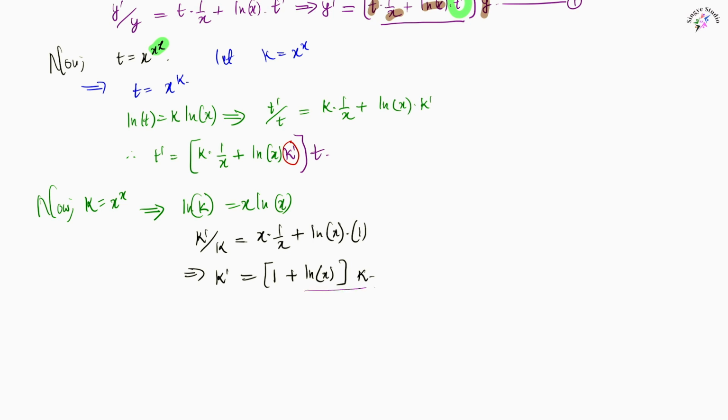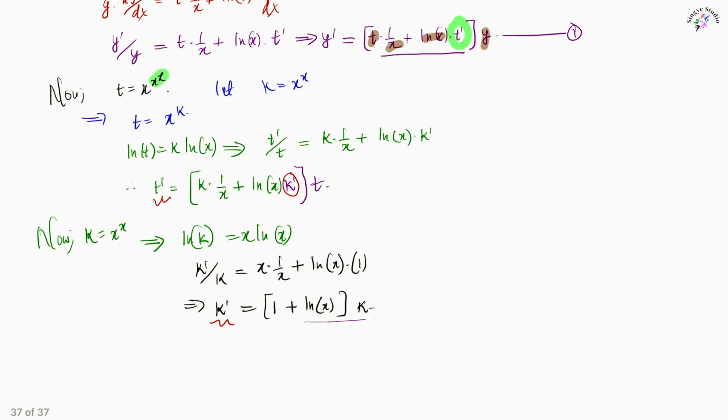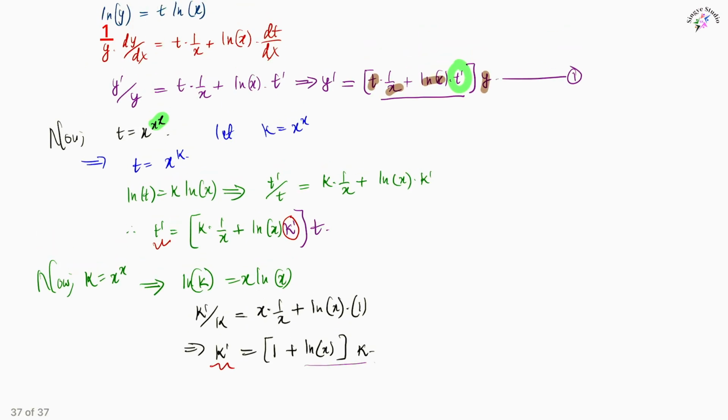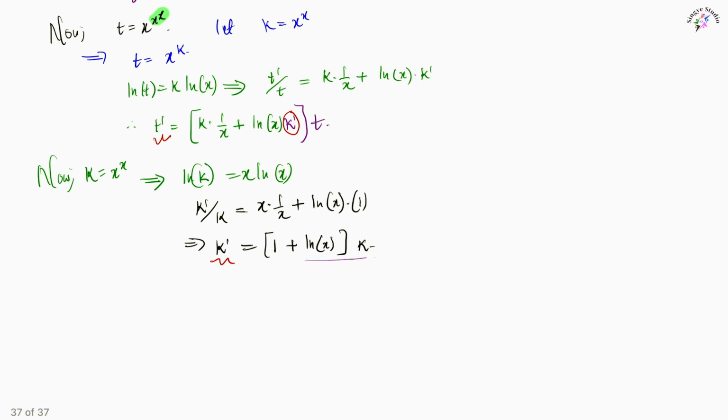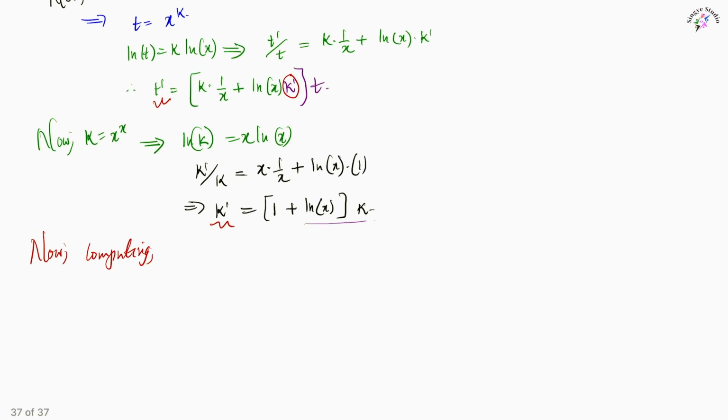So now we have to compute the value of k prime and t prime to get the value of y prime, because y prime contains the term t prime and t prime contains the term k prime. So we have to do lots of plugging in. So we will compute this now. Computing k prime. K prime equals what?